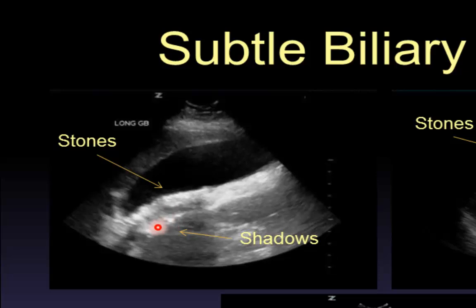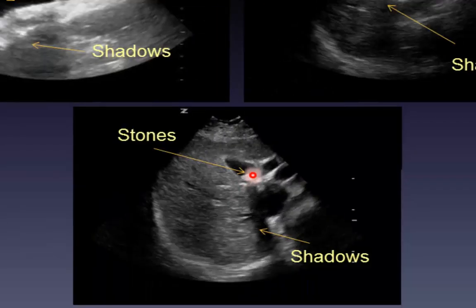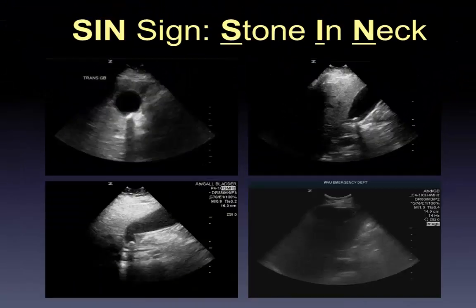And we see subtle shadows down towards the neck. These again are not quite as obvious, but you don't see the nice smooth curve, and then you see the subtle shadows coming down. And here in this gallbladder, again, we see stones and shadows coming down after we've taken a full view. A couple of important signs.